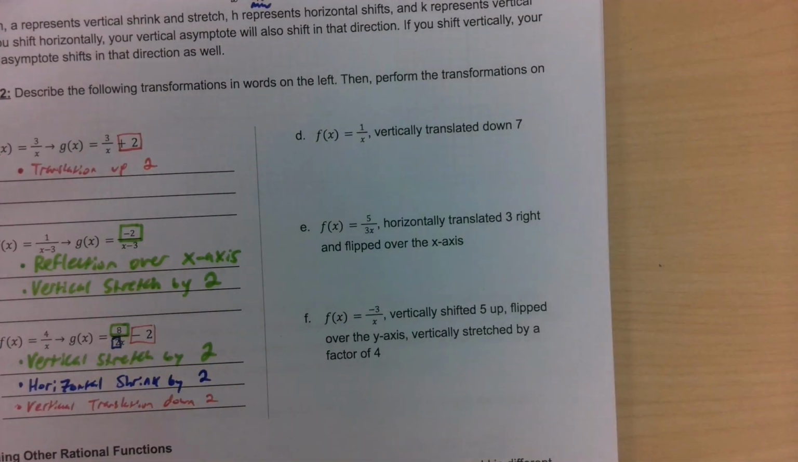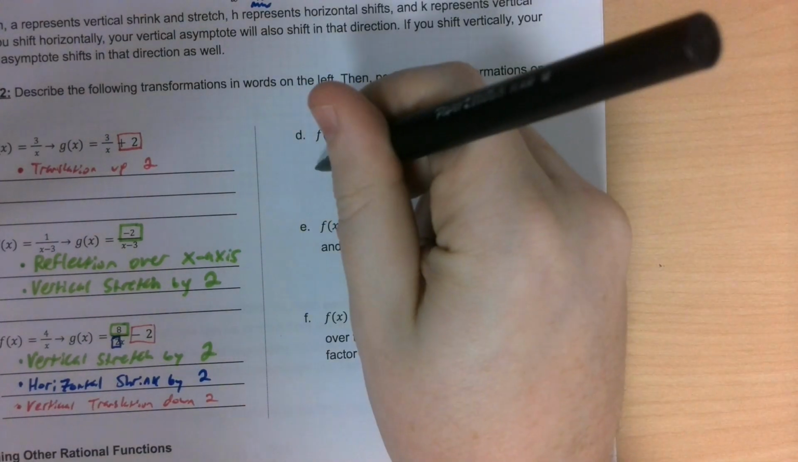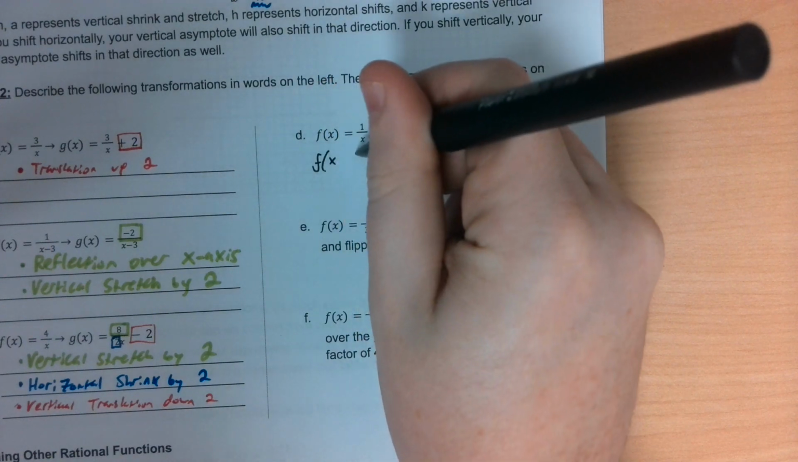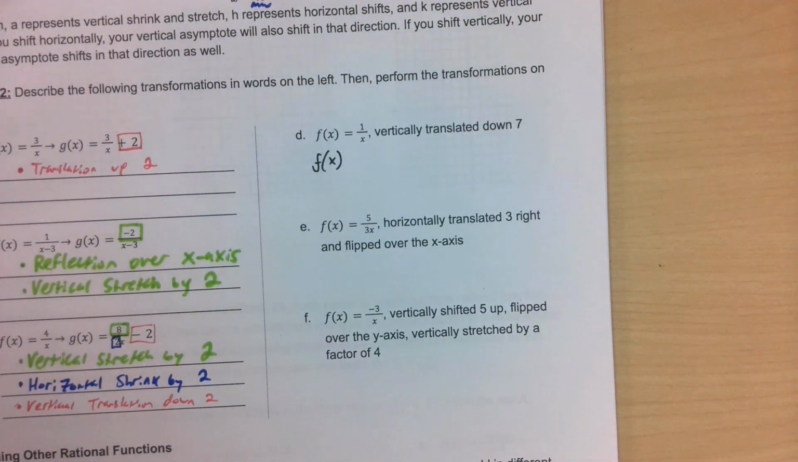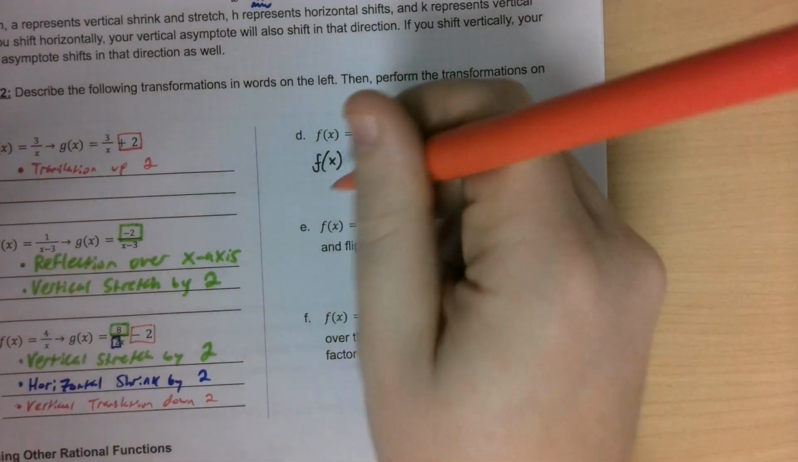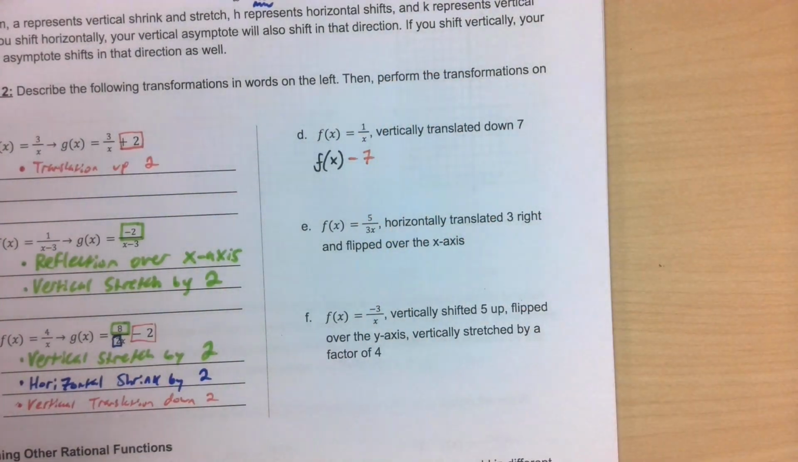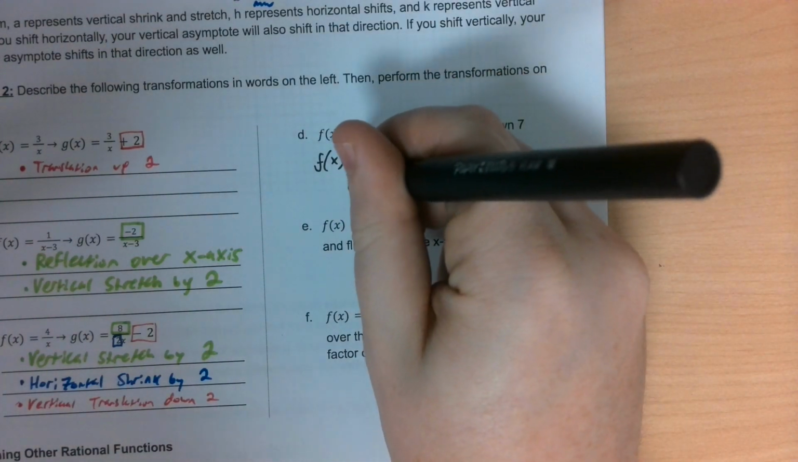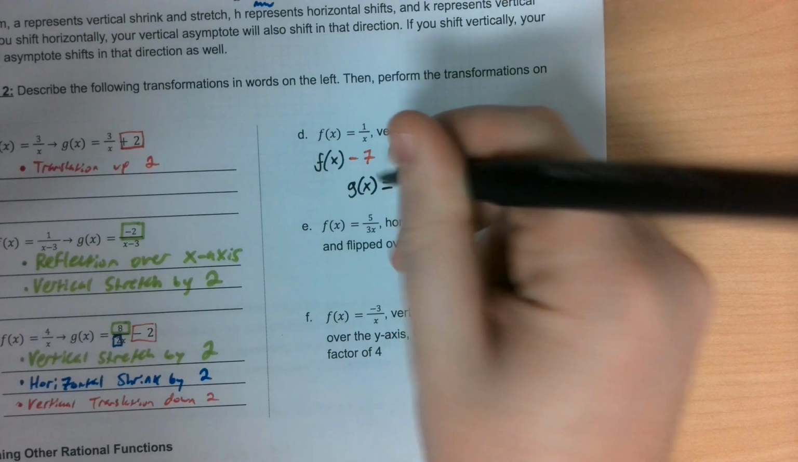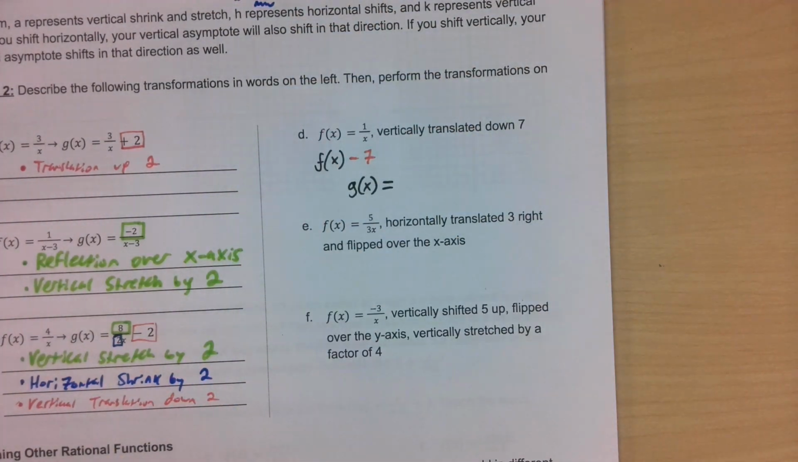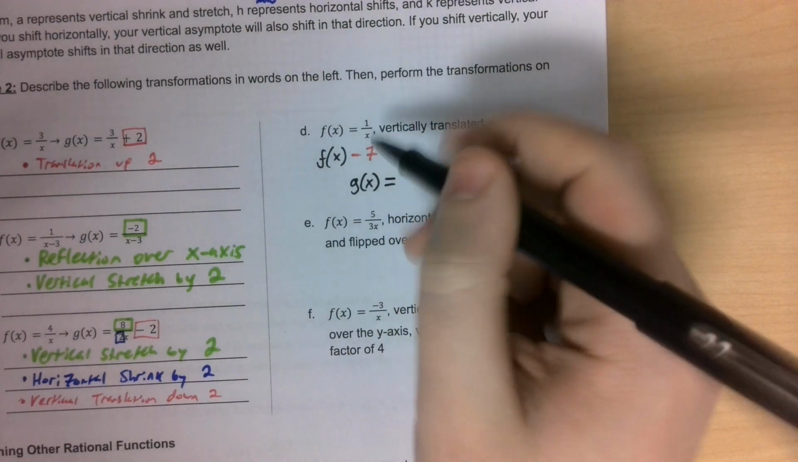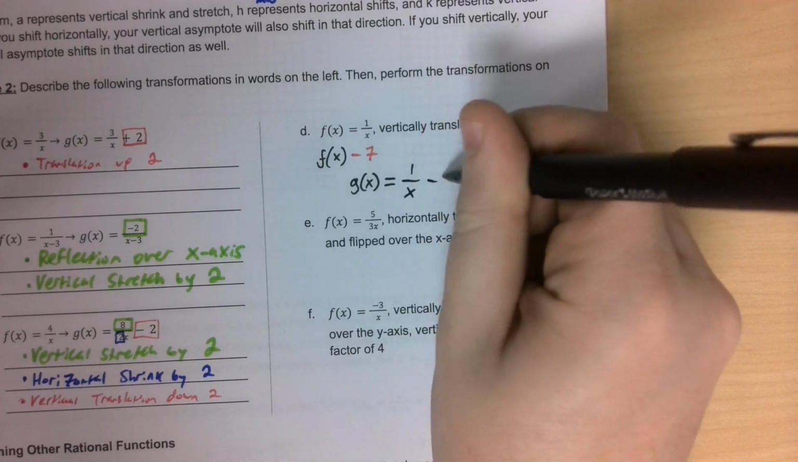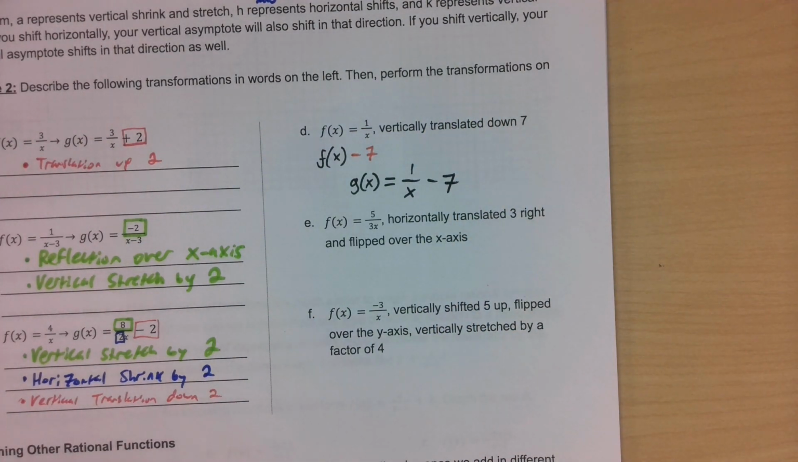Let's move on to the next one. For part D, if we want to vertically translate something down 7, what we're going to do is take our original f of x and subtract 7 from the output. So we are going to go f of x minus 7 is what we're looking for. So let's take another variable, g of x, to show that this is a different graph. And let's just change it where we have our parent function and then subtract 7 from the end. That's it. That's vertically translated down 7.